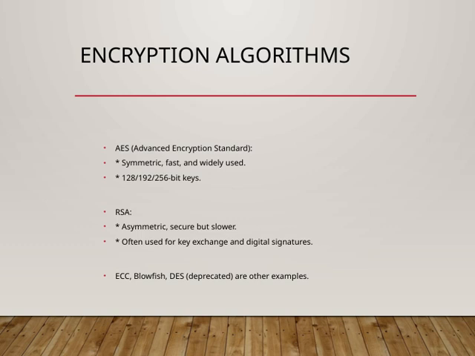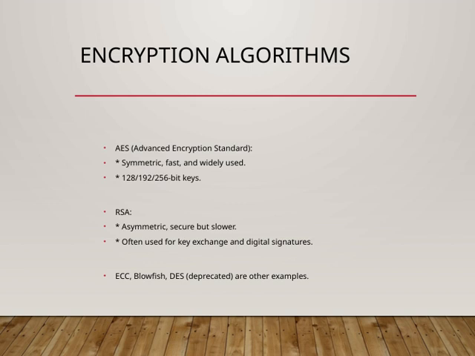First up is AES, or Advanced Encryption Standard. AES is a symmetric encryption algorithm, meaning the same key is used for both encrypting and decrypting data. It's known for being fast and highly secure, which is why it's so widely adopted across various industries. You can choose from 128, 192, or 256-bit keys, depending on your security needs. The larger the key, the more secure, but also slightly more computationally intensive.